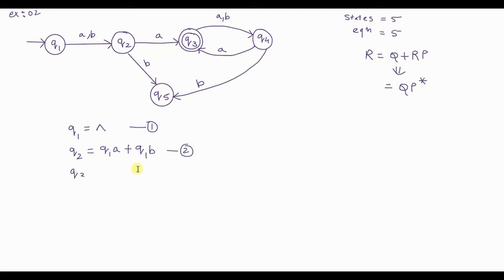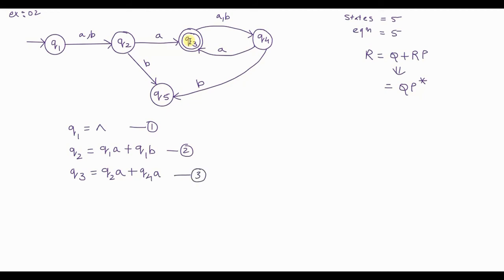For Q3, notice that the final answer you are going to get is in Q3. Q3 also has 2 inlinks. One, from state Q2 on reading A you go to Q3. So Q3 equals the first term Q2A, or the second possibility is from Q4 on reading A you go to Q3, so or Q4A. So this is equation number 3.